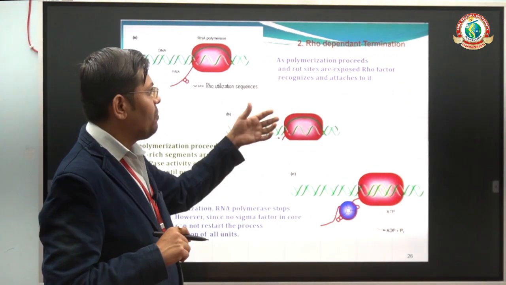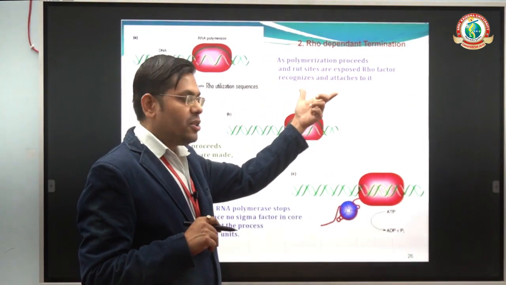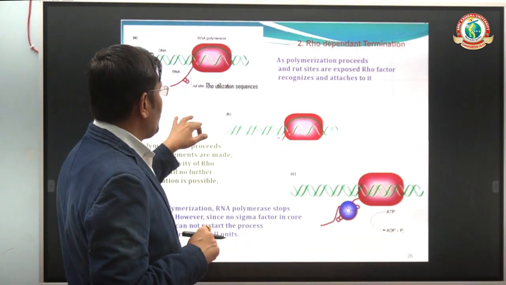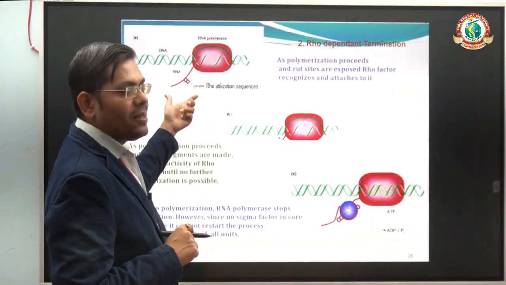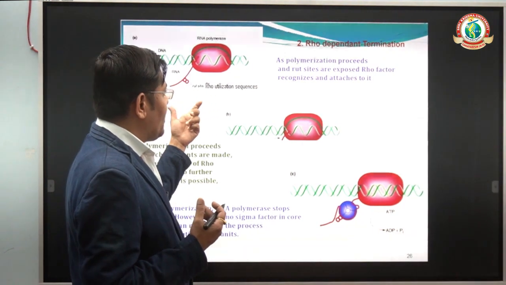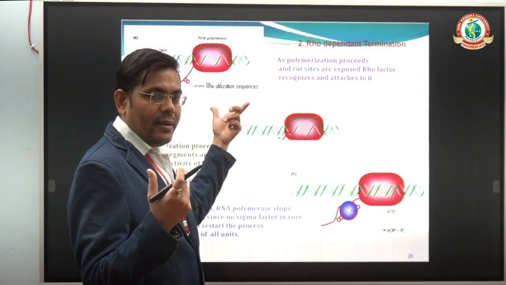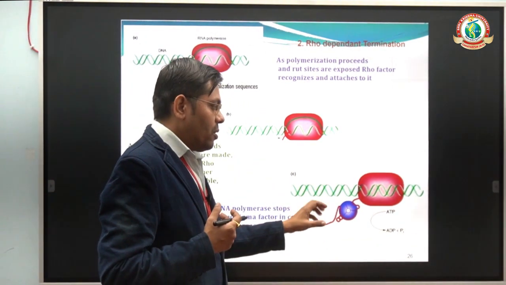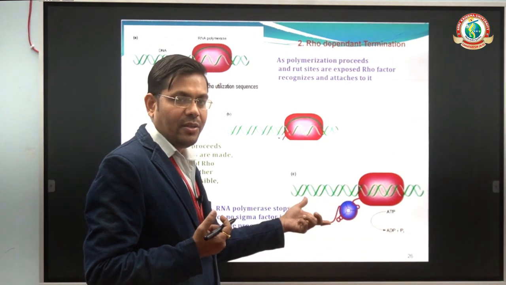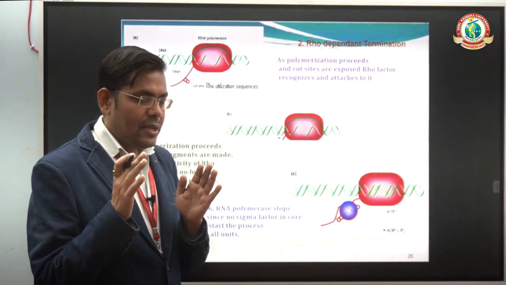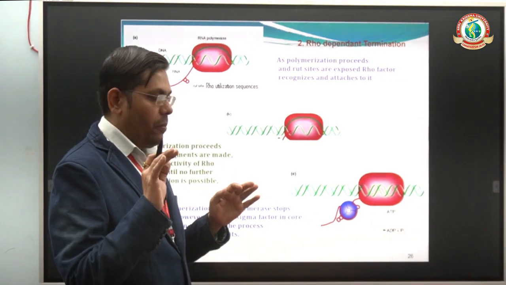Similarly with the rho-dependent termination process, the rho protein recognizes the rut site during the process of transcription, and this protein stops the process of ribonucleotide polymerization. So these are the steps where the transcription process gets stopped.